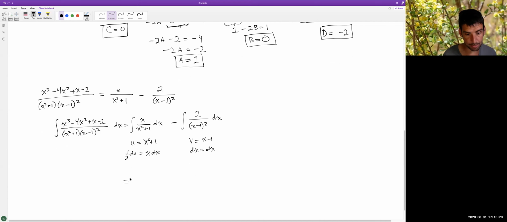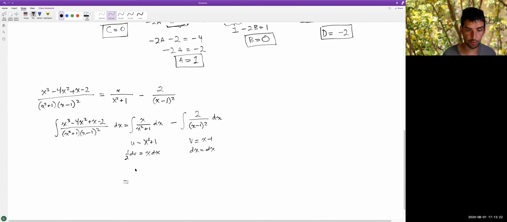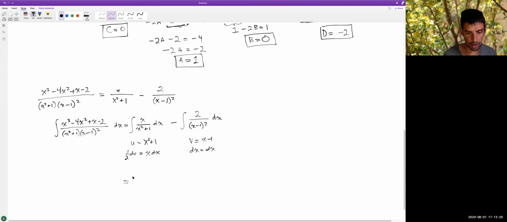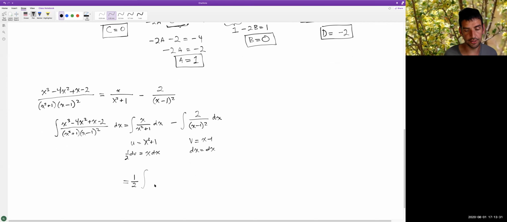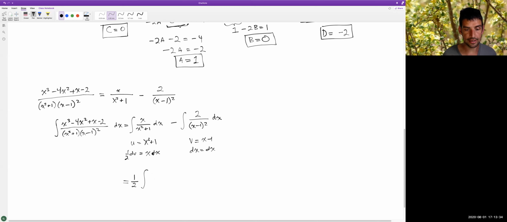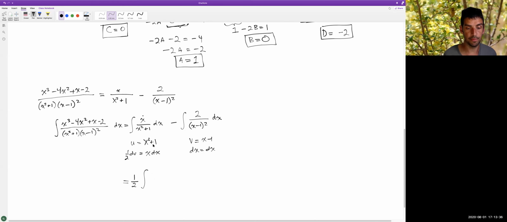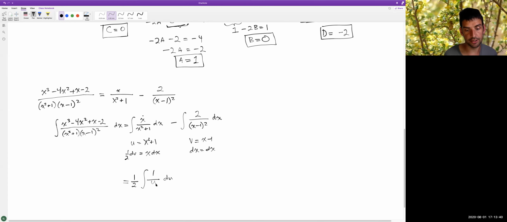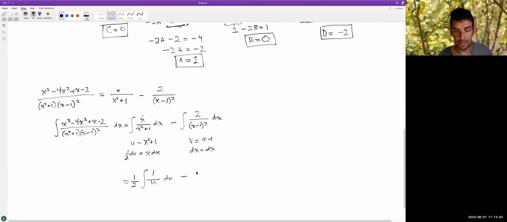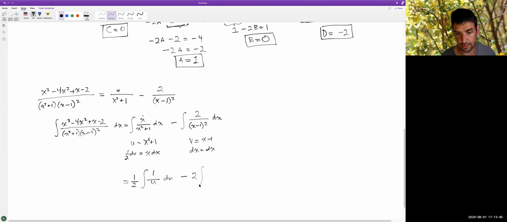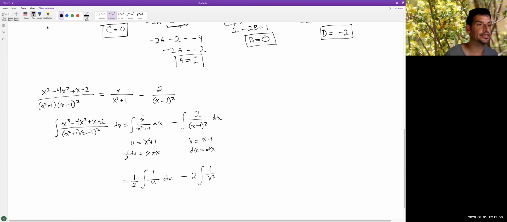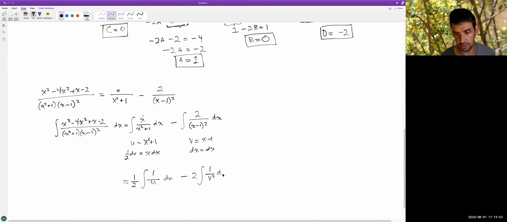All right, so let's see what happens with these substitutions. This first one, I've got a 1/2. I always take my constants to the front. The x dx gets substituted as du with that 1/2 I already put out front. And my denominator is u. And then here, I might as well take that constant out front. And I've got 1 over v squared, dv.